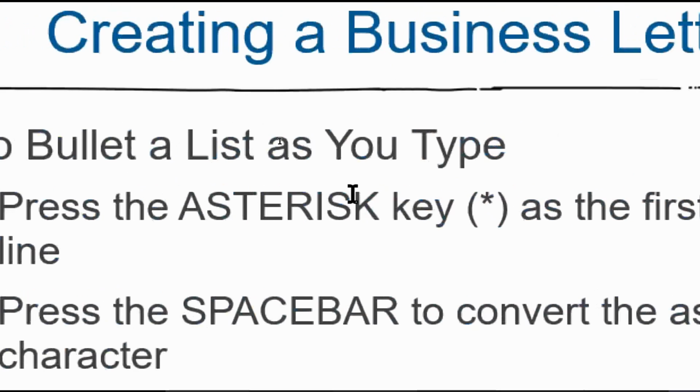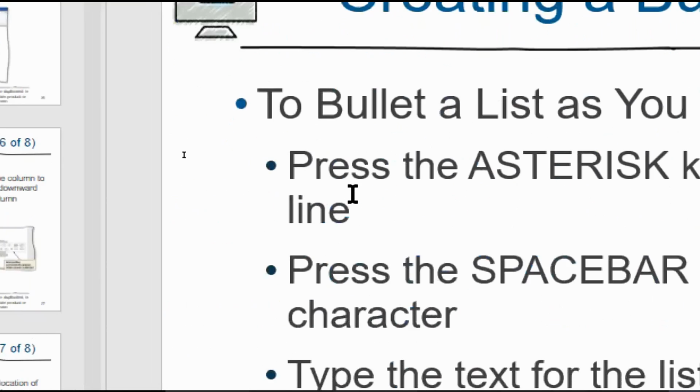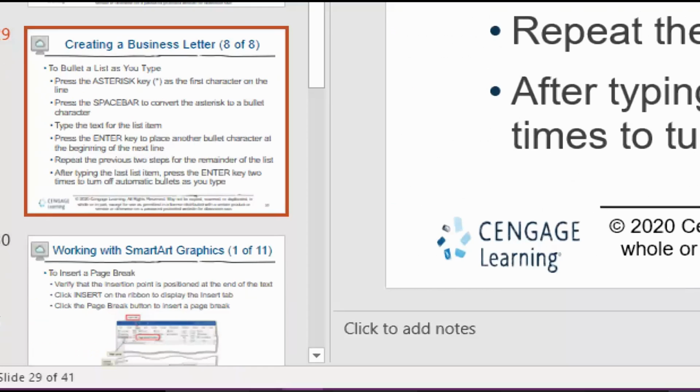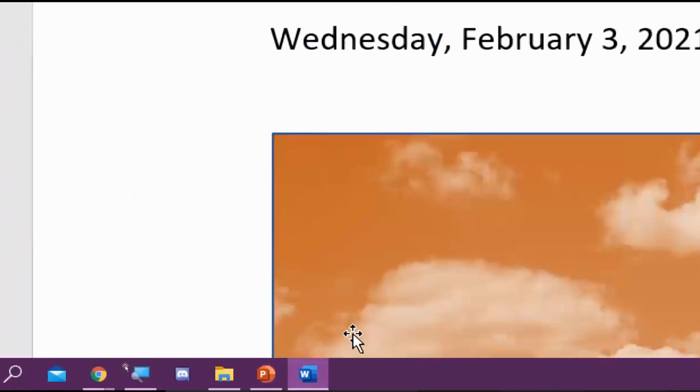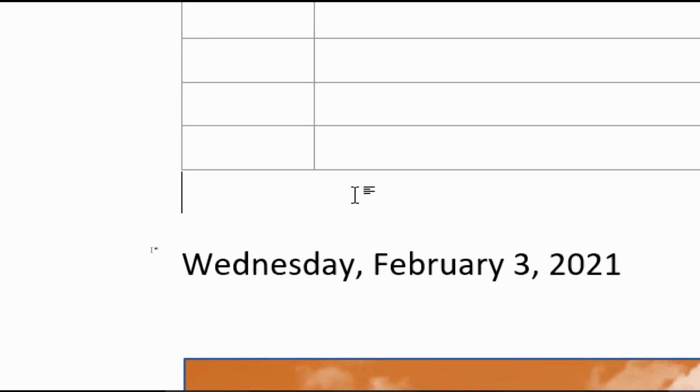To bullet a list as you type, there's another shortcut that I wasn't aware of that's a bit handy. Let's click outside of our table here. Instead of going to the Home tab, looking for the bulleted list button and clicking that, type an asterisk and press space, and it'll automatically create one for you.